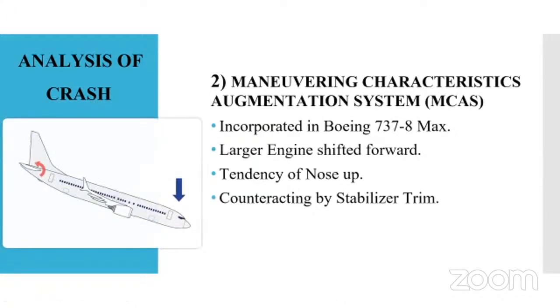The Boeing 737 MAX 8 fleet was incorporated with the Maneuvering Characteristics Augmentation System. To remain in business, Boeing increased the fuel efficiency by putting in a larger engine. So they needed to shift it ahead and a bit upward. Because of this, there was a nose-up tendency during high AOA flight. To counteract this, MCAS was installed to give a trim stabilizer command to make the aircraft nose down. Next.